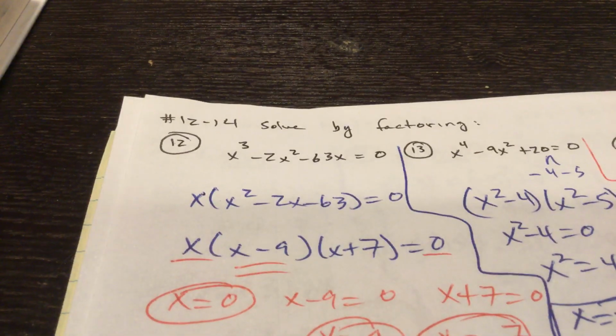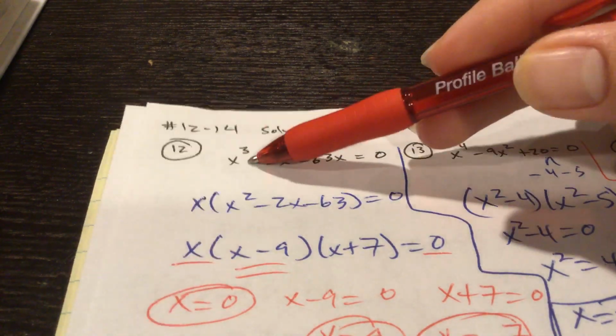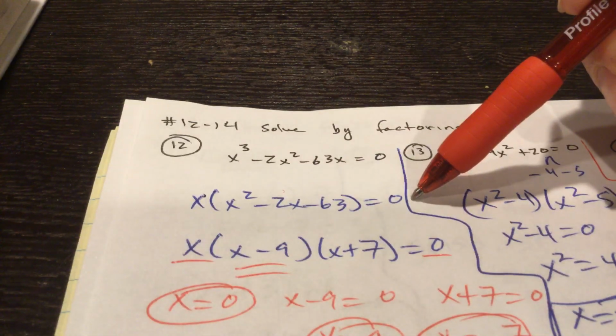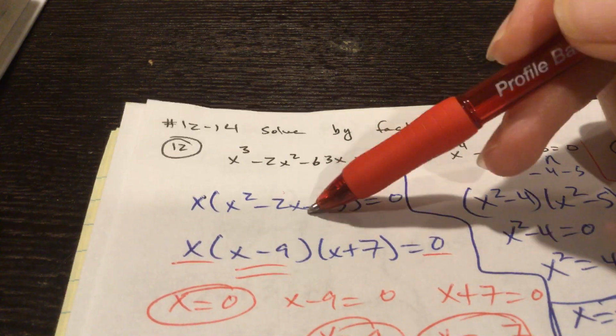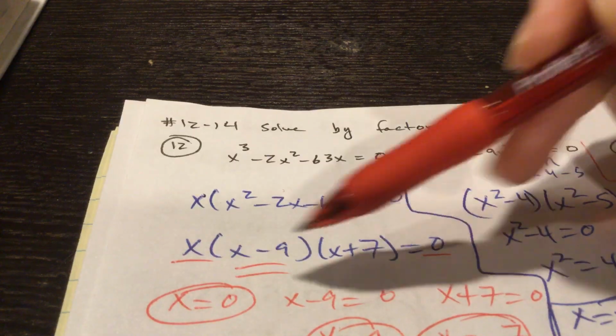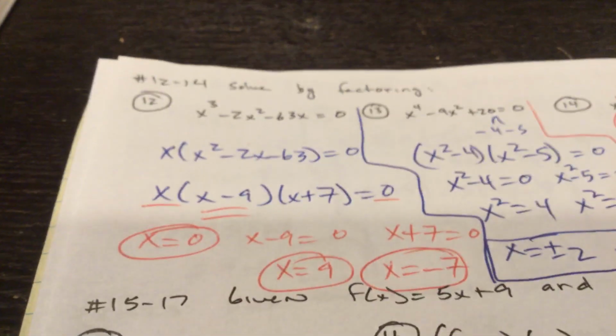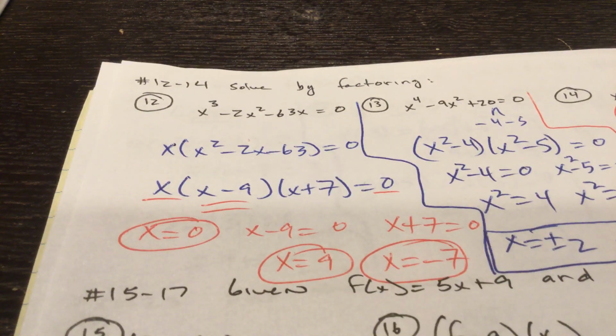Solve by factoring. Number 12, what you're going to do, again, you're going to write out the entire problem. You're going to take out the x that they all have in common. You're going to factor this. Well, multiply 6 through, differs by 2, x minus 9, x plus 7. Cover up method, x equals 0, x minus 9 equals 0, and x plus 7 equals 0. Those are your 3 solutions.